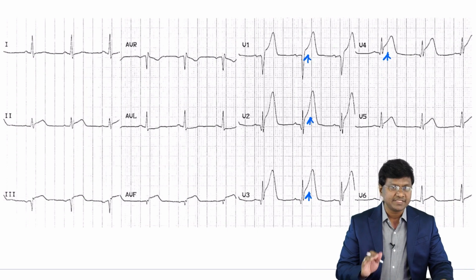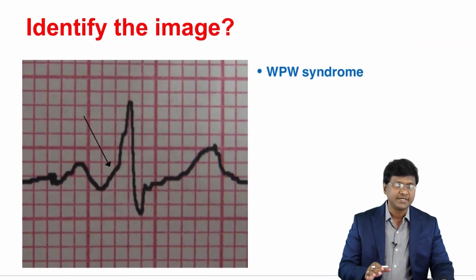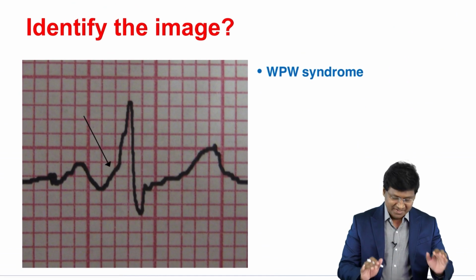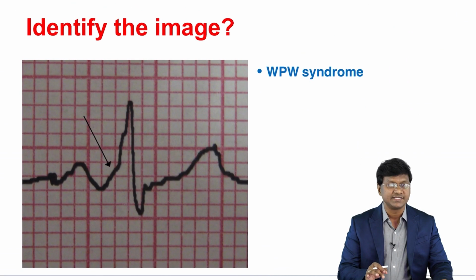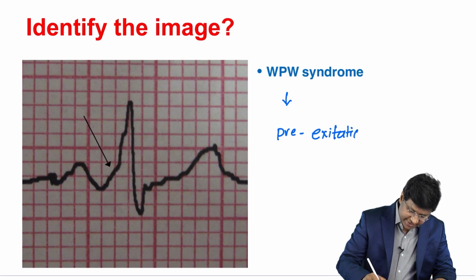Now, after having said this, there was one more question. Some said this is the image, but some others said the other way around. I'll show you both the images. If this was the image, then the answer is WPW syndrome, that is Wolff-Parkinson-White syndrome, which is a pre-excitation syndrome, right? And in this pre-excitation syndrome, the accessory bundle is the bundle of Kent.